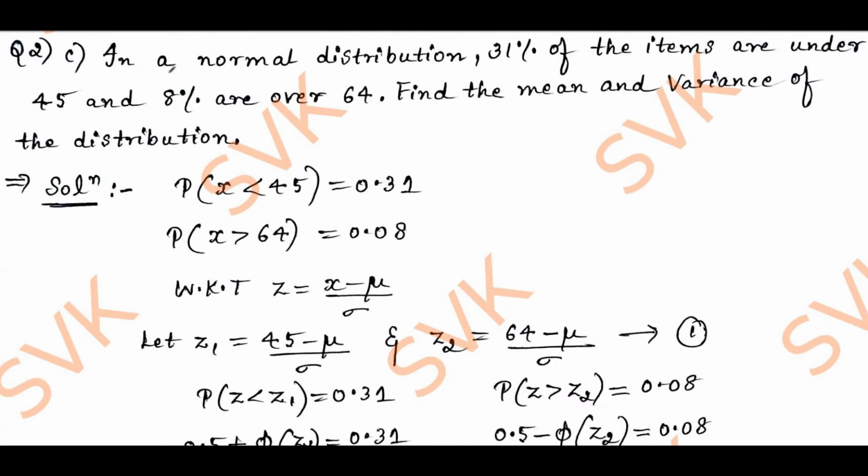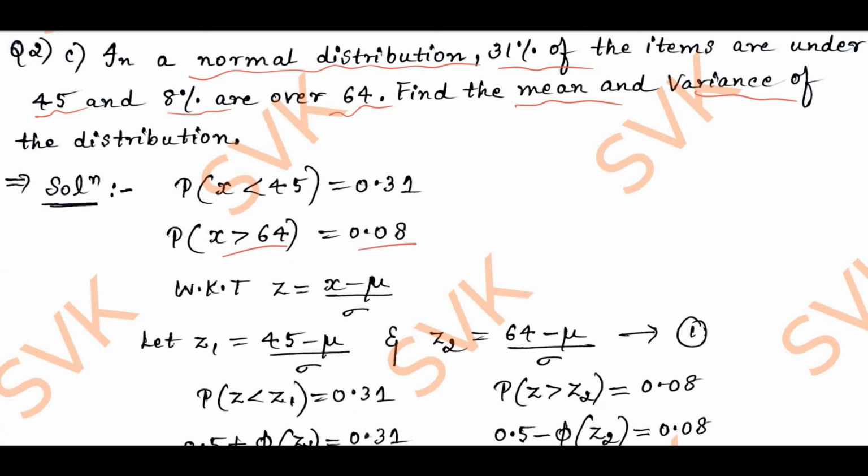Moving on to question number 2c. So this is question number 2c. The problem is on normal distribution. 31% of the items are under 45 and 8% are over 64. Find the mean and variance of the distribution. Using these values, we are required to find the mean and variance of the given distribution. So probability of x less than 45 is given by 0.31, 31 by 100 is 0.31, and x greater than 64 is 8%, 8 by 100 is 0.08.